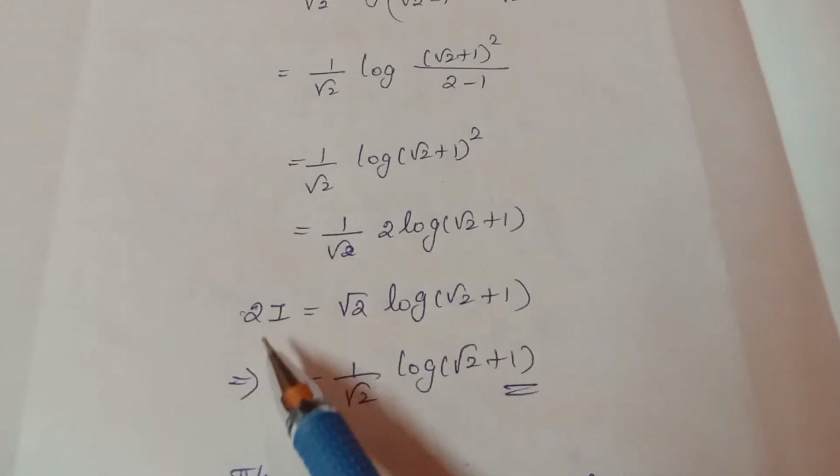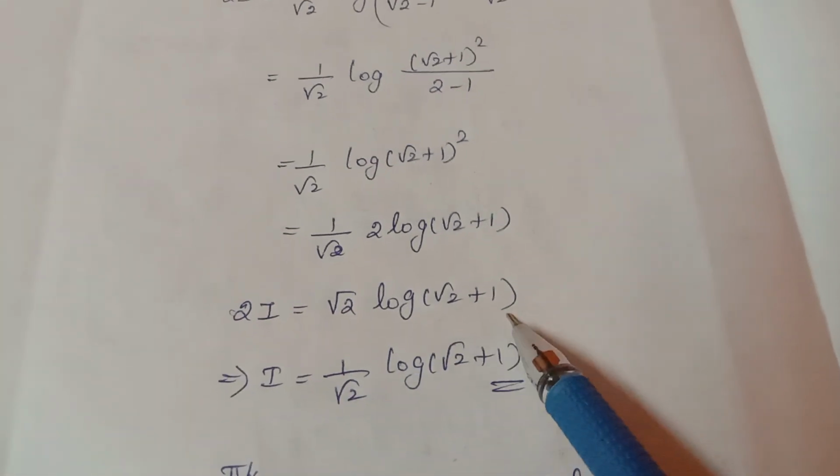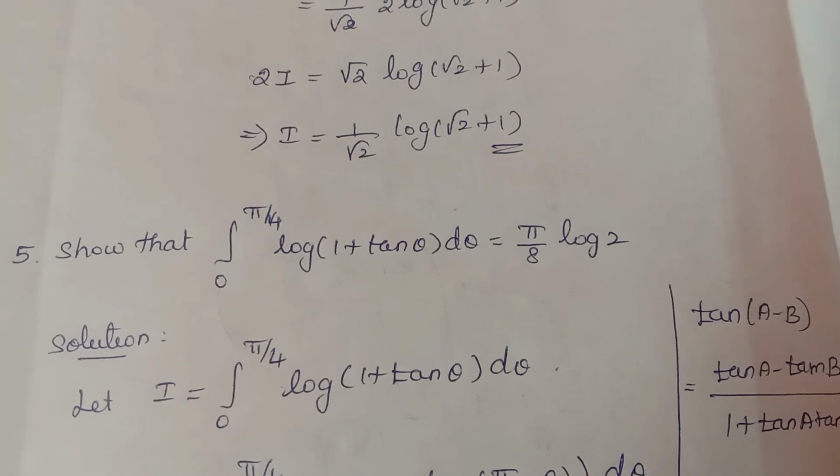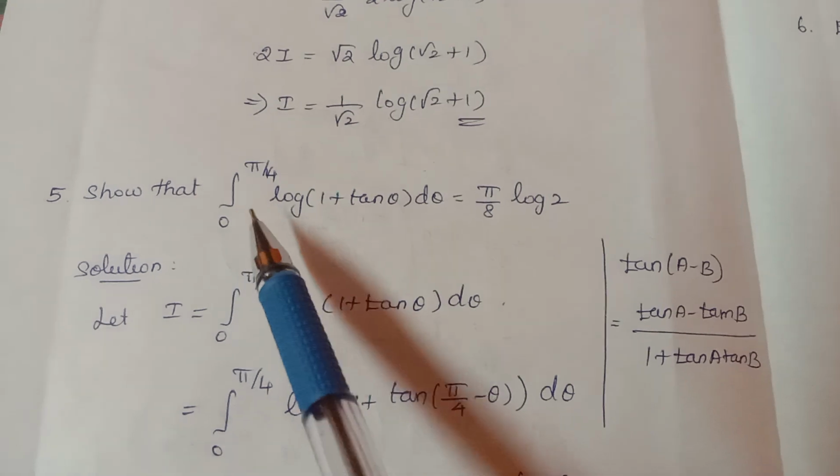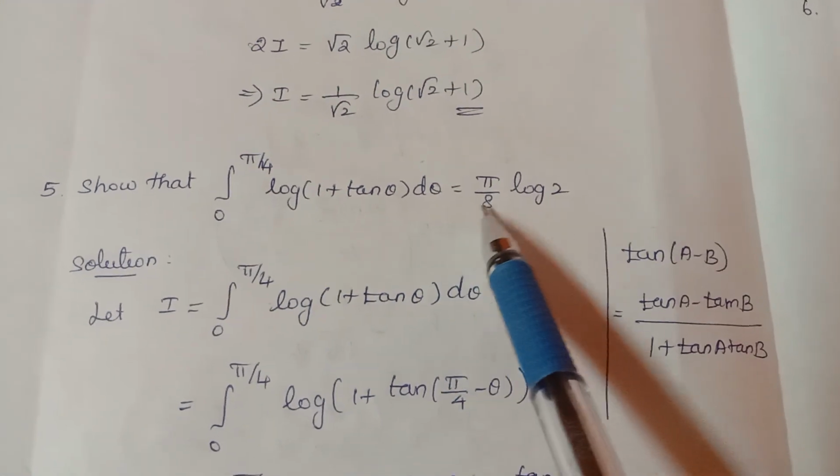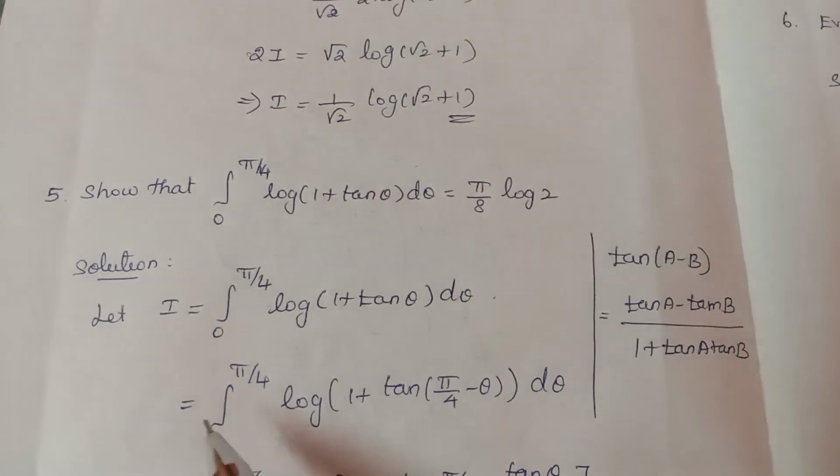So 2 get cancelled. So 2I equals root 2 log(root 2 plus 1), or simply I equals 1 by root 2 log of (root 2 plus 1). Okay. Next problem. Show that integral 0 to pi by 4 log of (1 plus tan theta) d theta equals pi by 8 into log 2.